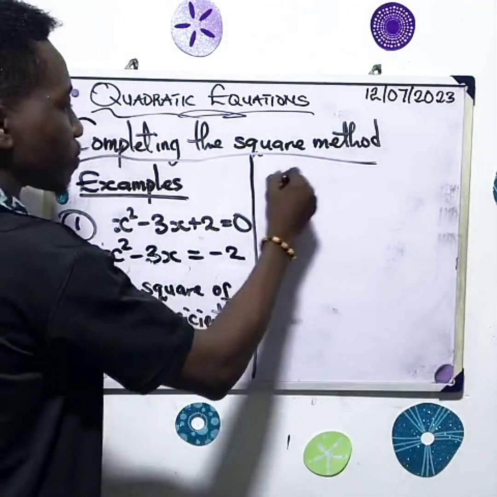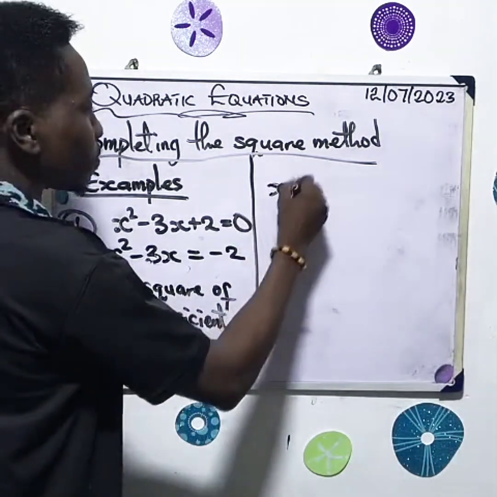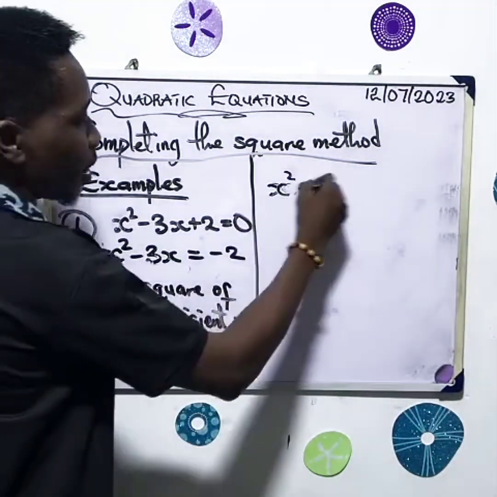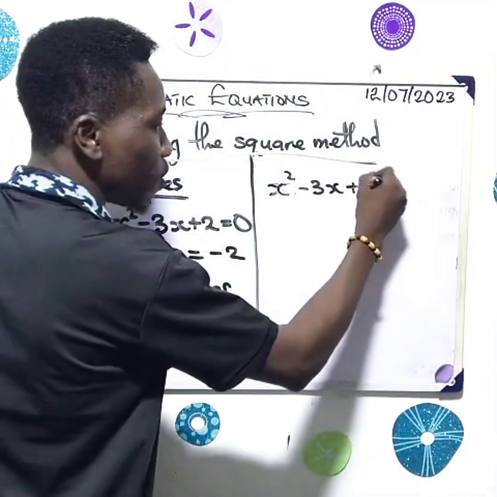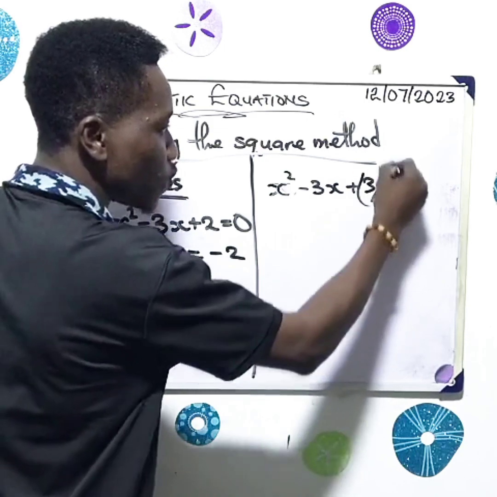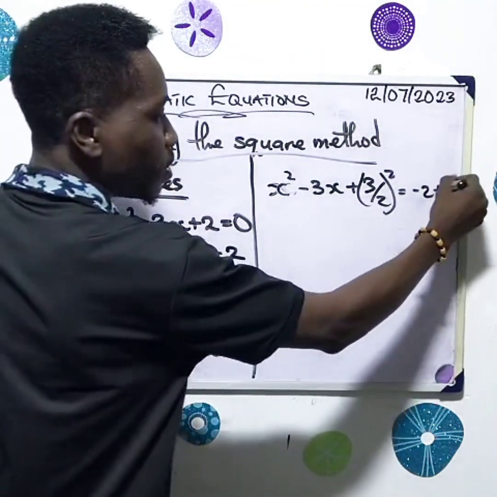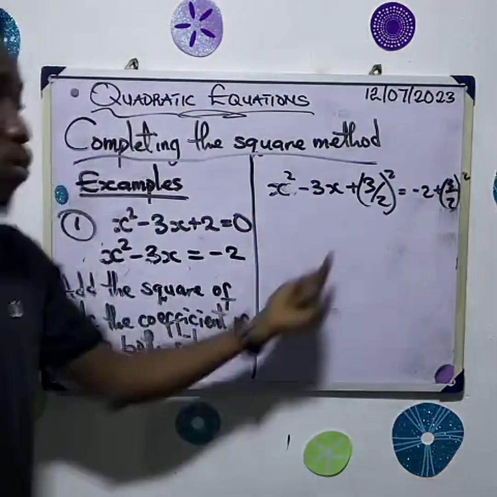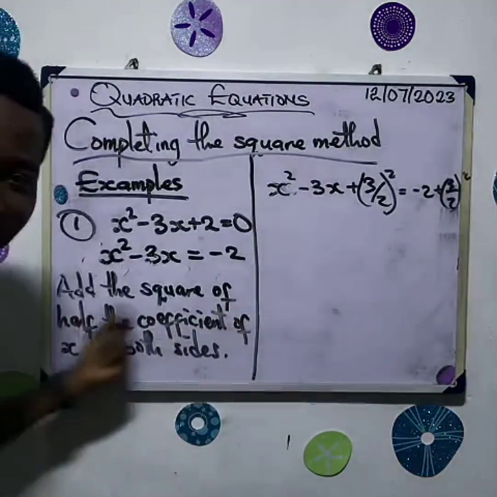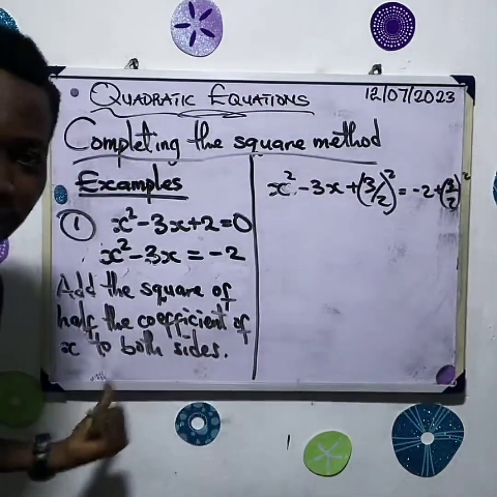x squared minus 3x, then that expression we had, which was what? Plus 3 over 2 squared equals minus 2, also plus 3 over 2 squared. In other words, we are adding it to both sides. Add the square of half the coefficient of x to both sides.